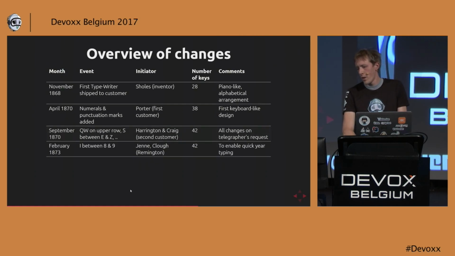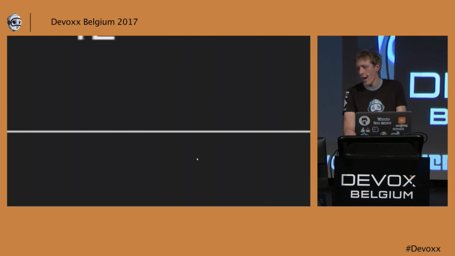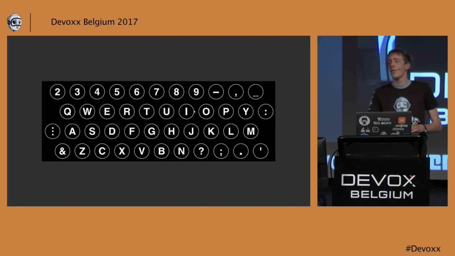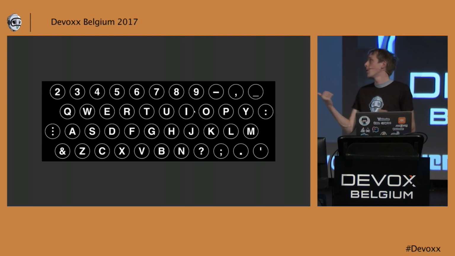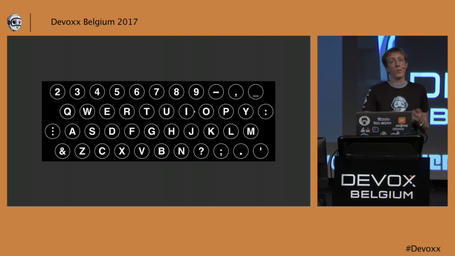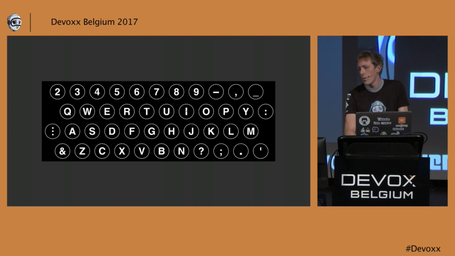And afterwards, the people from Remington, who also were a customer of Scholz, the inventor, asked to put the I between 8 and 9, because the I was used to type the 1 symbol, because there's no 1 in this, and also no 0. They used the I and the O, and in order to type years more efficiently, like 1800 or 1900, they placed it between the 8 and the 9. Also the 0 or the O here, so that you could do like 1900 very quickly.